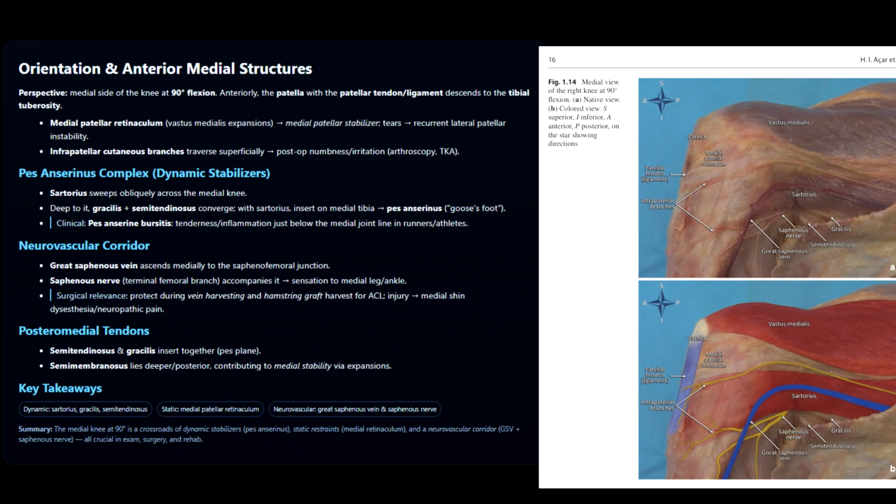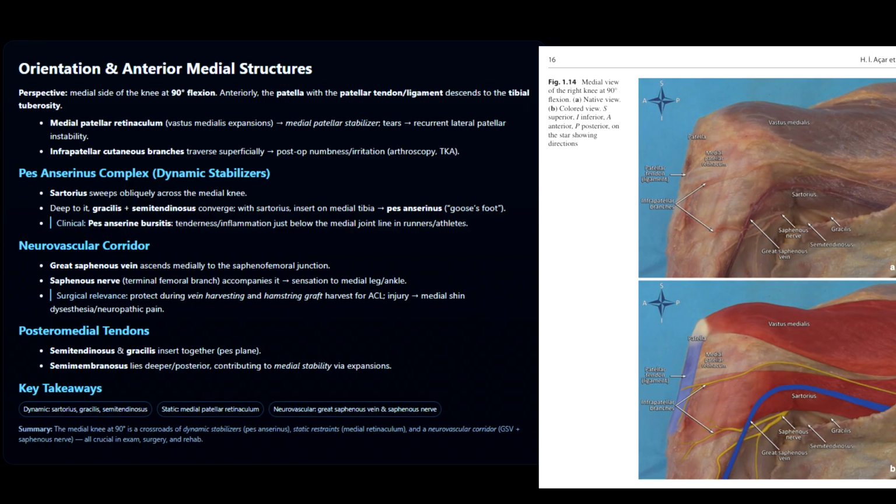Now, following the natural contour of the medial side, notice the sartorius muscle sweeping obliquely across the knee. Just beneath it, two important tendons converge, the gracilis and the semitendinosus. Along with the sartorius, these three tendons insert together into the medial tibia, forming the well-known structure called the pes anserinus, literally the goose's foot, named for its webbed arrangement.